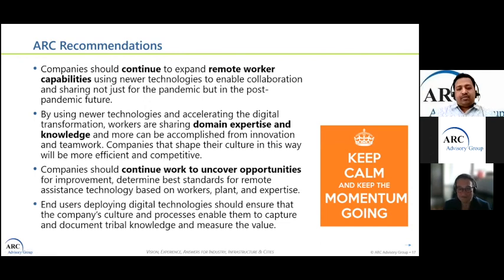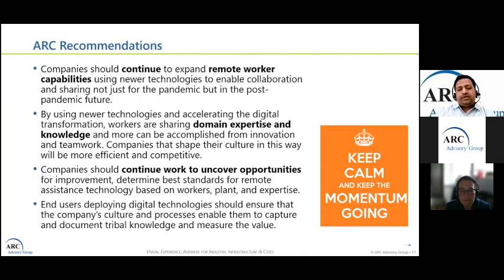And when we look at the recommendations, according to ARC survey findings, adoption of these technologies has been growing pretty fast in recent years, and ARC recommends that companies should continue to expand remote worker capabilities using new technologies to enable collaboration and sharing, not just for the pandemic, but also in the post-pandemic future.